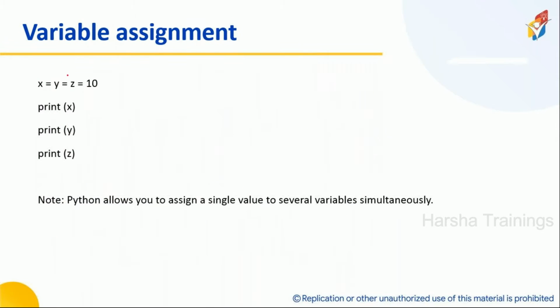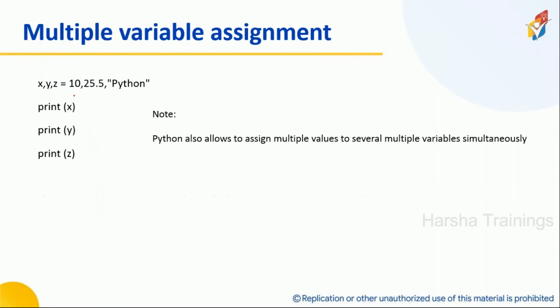Now, I can assign a single value to multiple variables. Now, x will get 10, y will get 10, z will get 10. Print of x, print of y, print of z. These 3 will print 10. I can assign one value to multiple variables. Then, one more thing is also possible. I can assign multiple values to multiple variables.